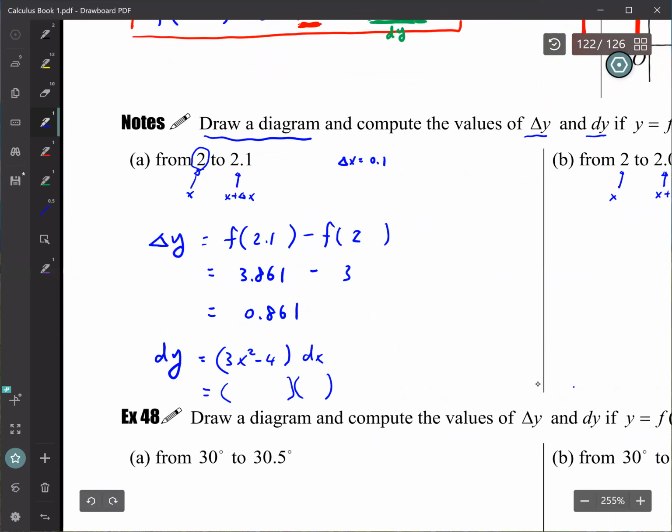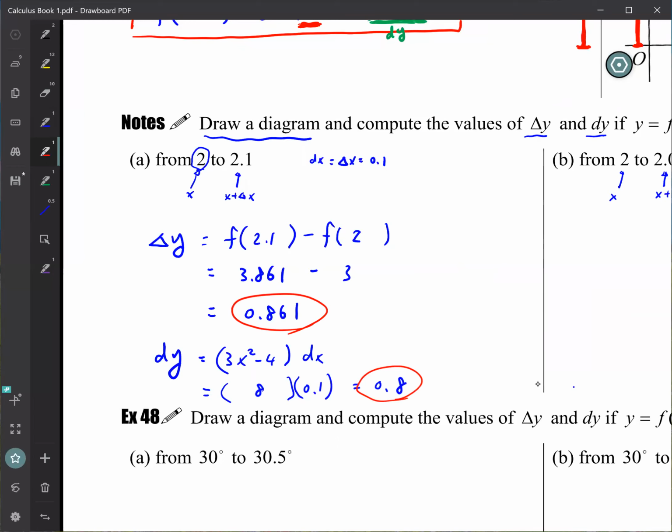Okay, so just a little review of what we did before. 0.1 should be here, same as dx. And then you sub in the 2. So that will be what? 12 minus 4, 8. So the answer is 0.8. So you can see that delta y is 0.861, dy is 0.8. They are close, okay? So what does it mean on the graph? Let's quickly draw that on the side.